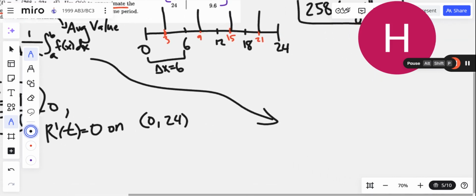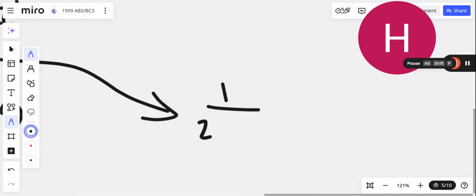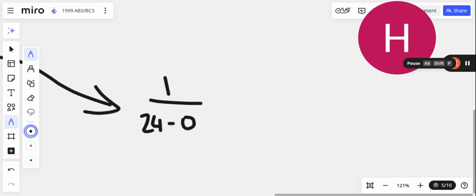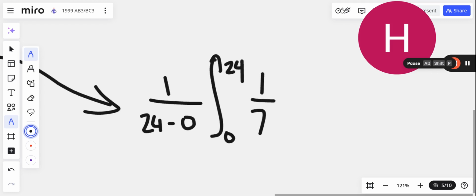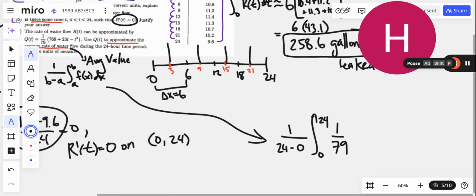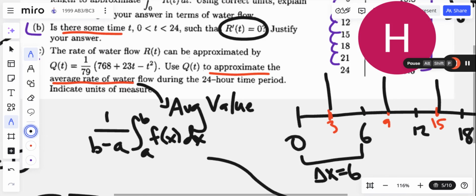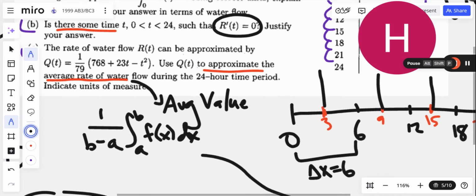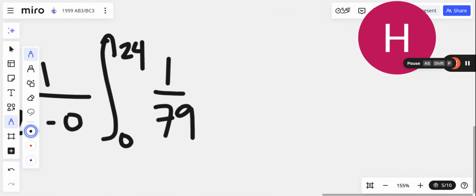From 0 to 24, that means we're going 1 over 24 minus 0, integral from 0 to 24. And is there a constant out there? There's like a 1 over 79. What the heck is up with that? Okay. 768 plus 23t minus t squared. Wow.